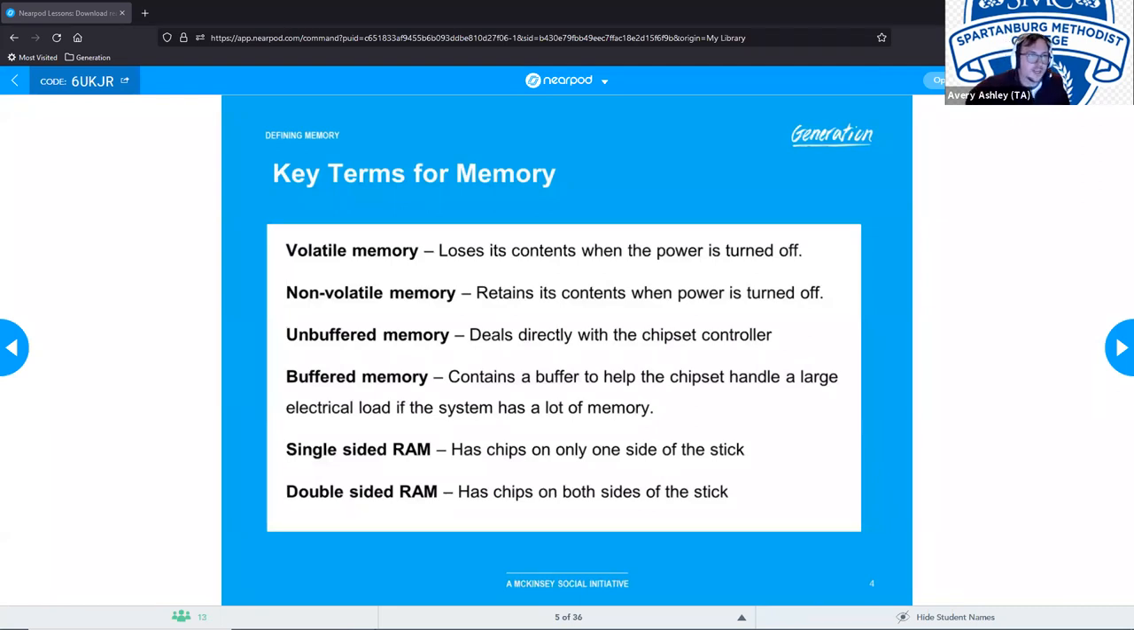We also have non-volatile memory, and this memory retains its contents when power is turned off. So if the power goes off, you still have that memory. We also have unbuffered memory, and that deals directly with the chipset controller, which we will go into more detail in a bit. And then we also have buffered memory, which contains a buffer to help the chipset handle a large electrical load if the system has a lot of memory. So this helps it from being overloaded, but that will make it a little slower, whereas unbuffered just goes directly through.